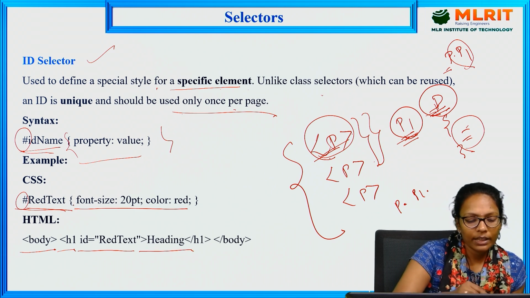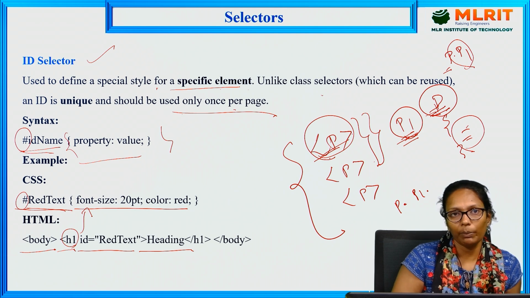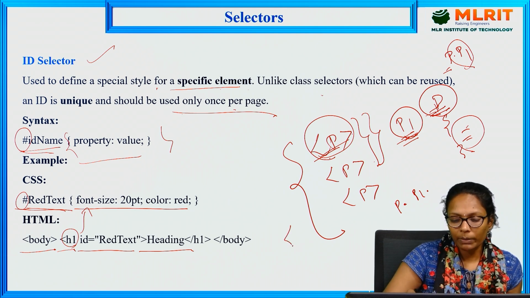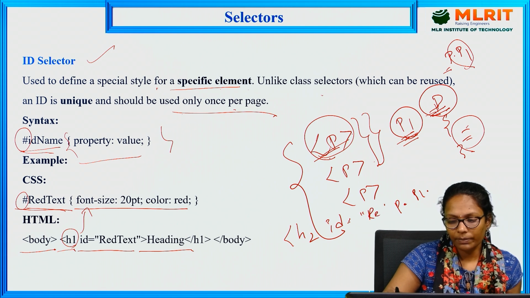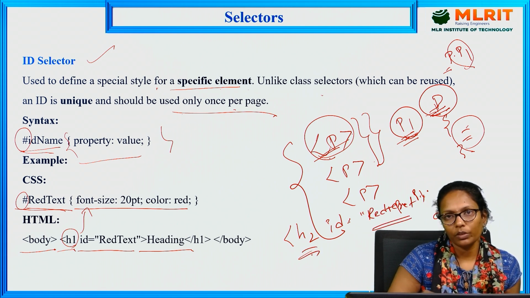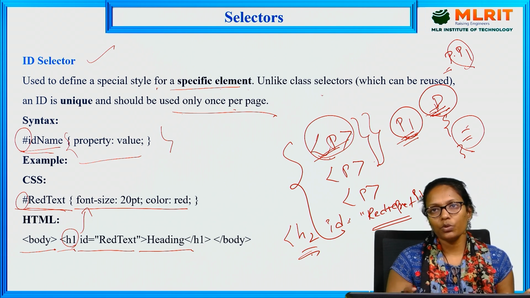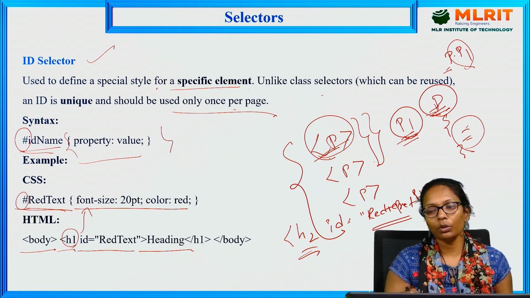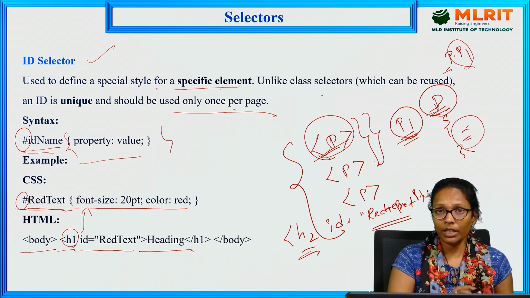So now with the ID red text, the H1 element is there. For this H1, this set of styles will be applied. Now I'm writing one more element, H2, and the ID is the same, red text. In this case, you don't get the output for H2. Why? Because in HTML, of course, you don't get any error, but it is not allowed to use the same ID for two different elements. Already red text is the ID for the H1 element, so you can't use the same ID for the H2 element.